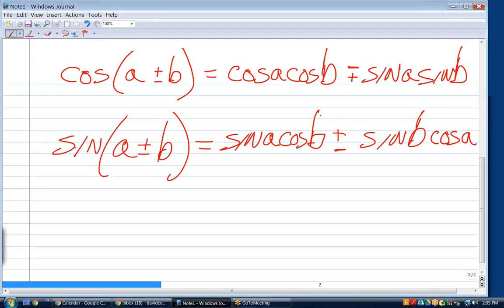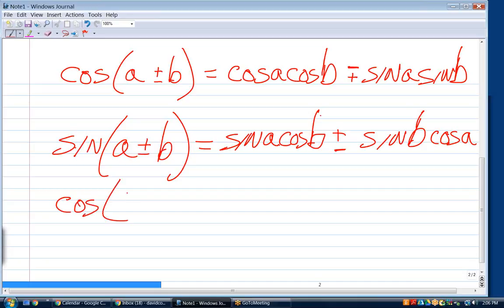Tangent is sine over cosine. So tangent, there's an identity for that also. It's not as important as cosine and sine. So let's just do an example.